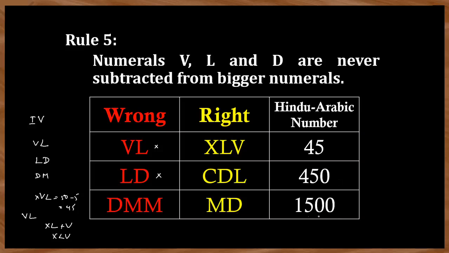To write 1500, you should not subtract 500 from the 2000 like this. If you subtract 500 from the 2000, you may think that this is 1500, but it is the wrong method. So now you can write this 1500 as 1000 plus 500 only, which is MD. 1000 plus 500 only you can write. This is the right method.